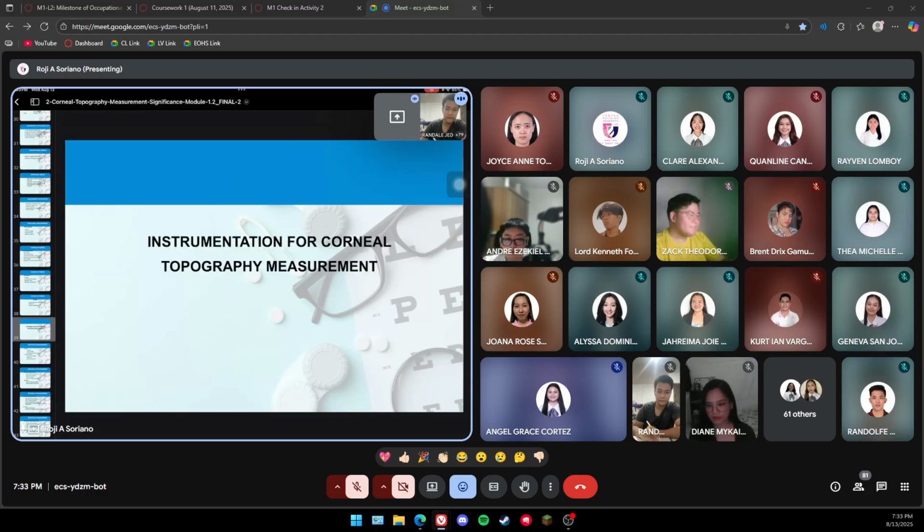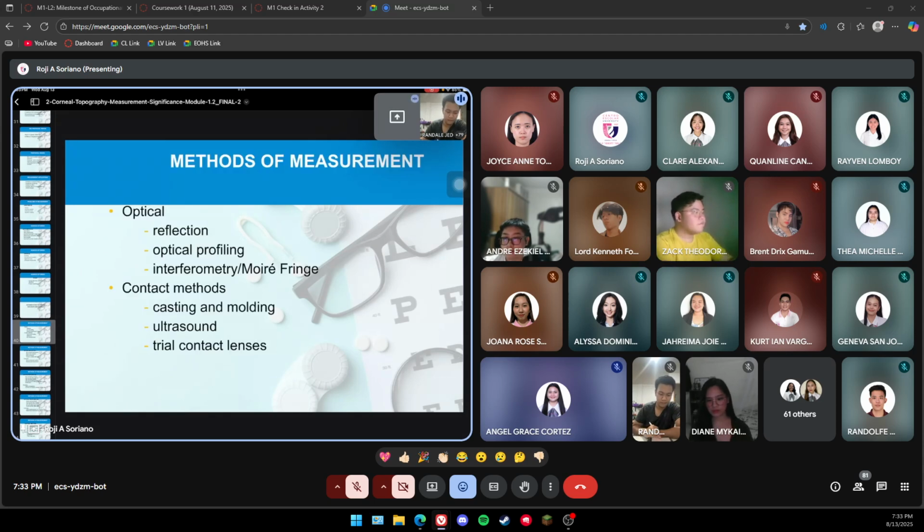Instrumentation for corneal topography. Methods of measurement: you have optical, which is done by reflection, optical profiling, interferometry, and the what?